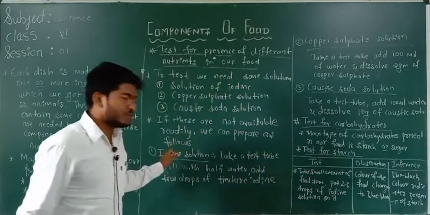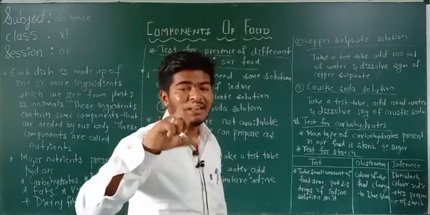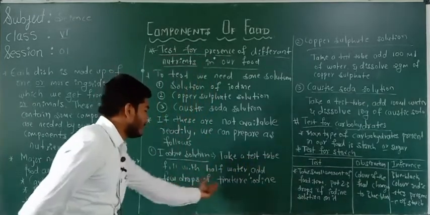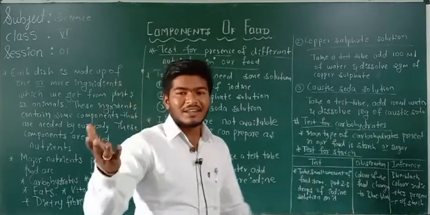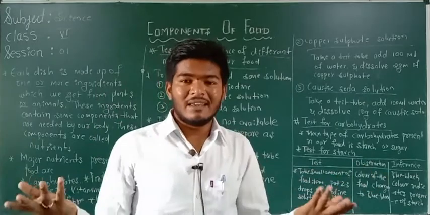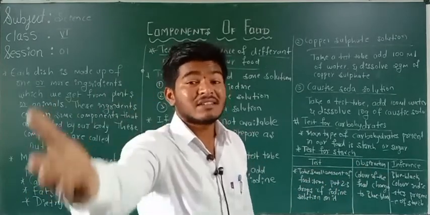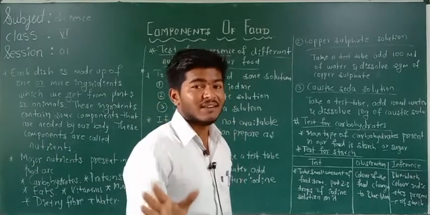So take a test tube, fill it half with water and add 2 to 3 drops of tincture iodine and shake it well. Your tincture iodine solution is ready. Put it in the test tube stand. It will be used for next experiments, so you can place it in a test tube stand safely.